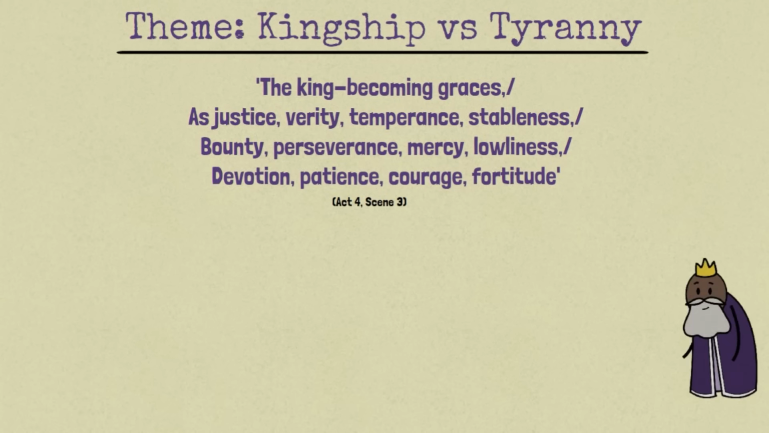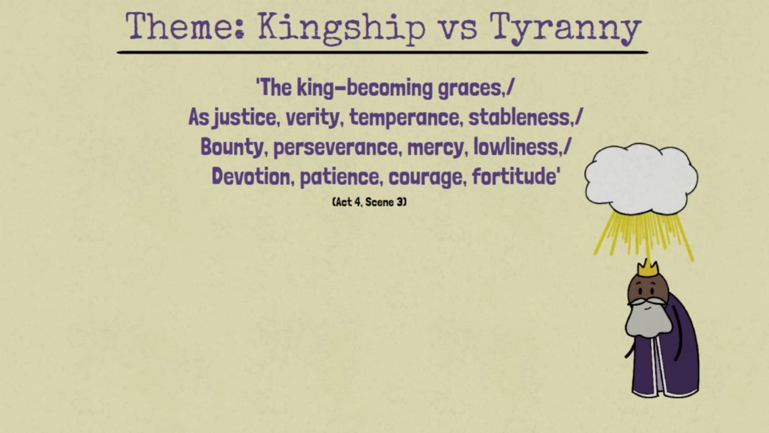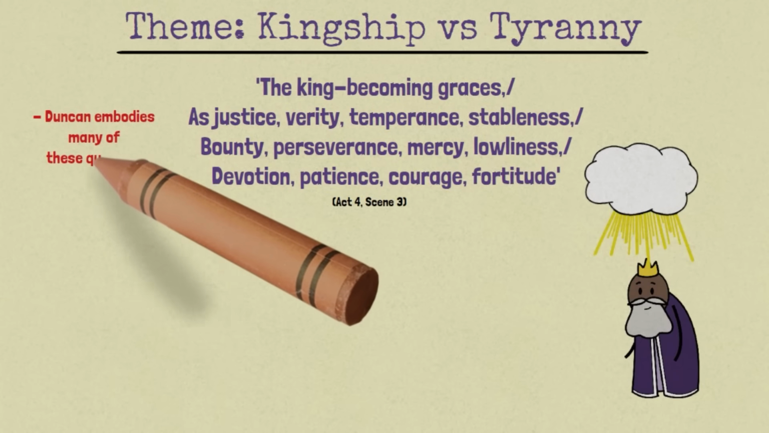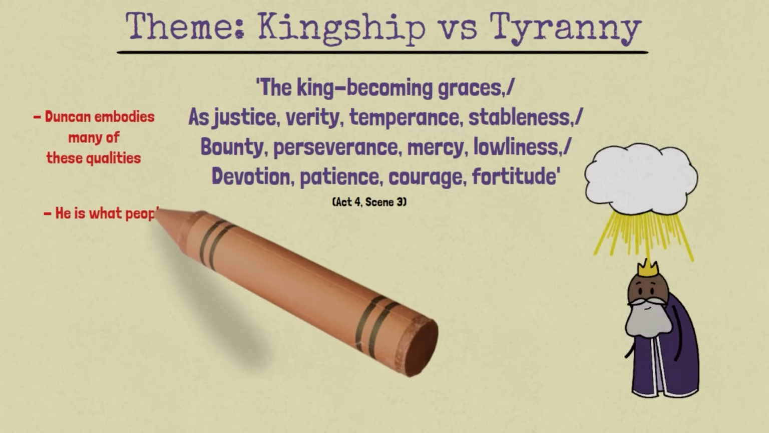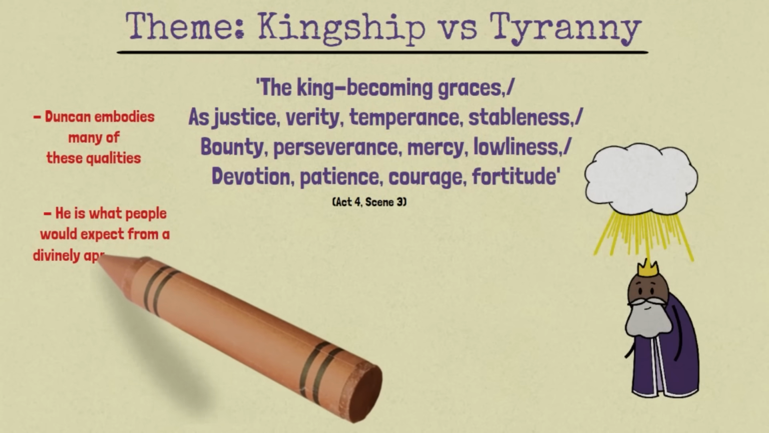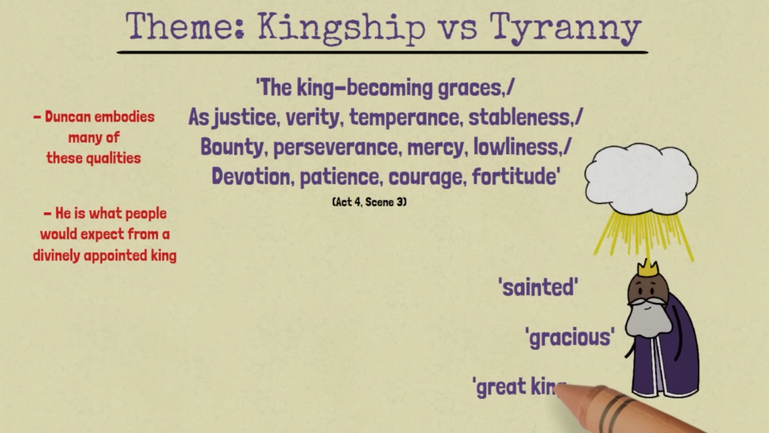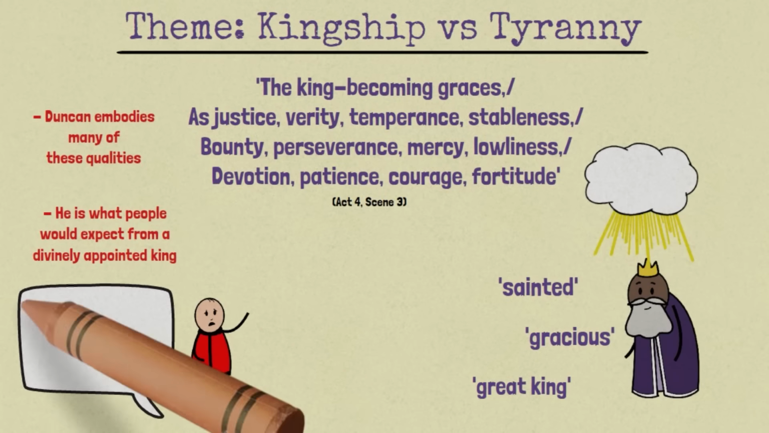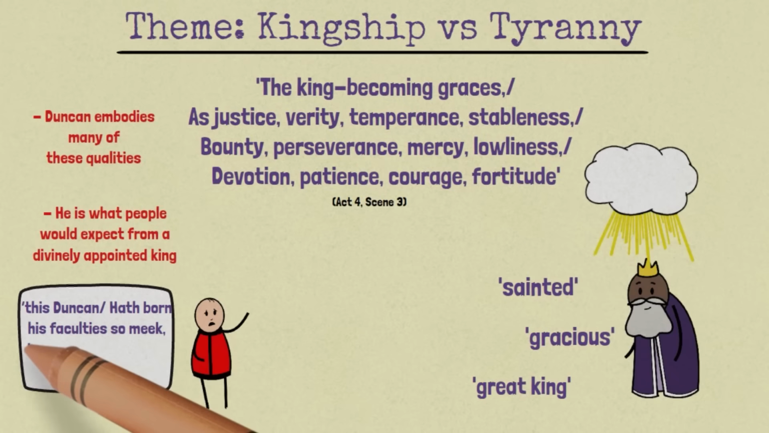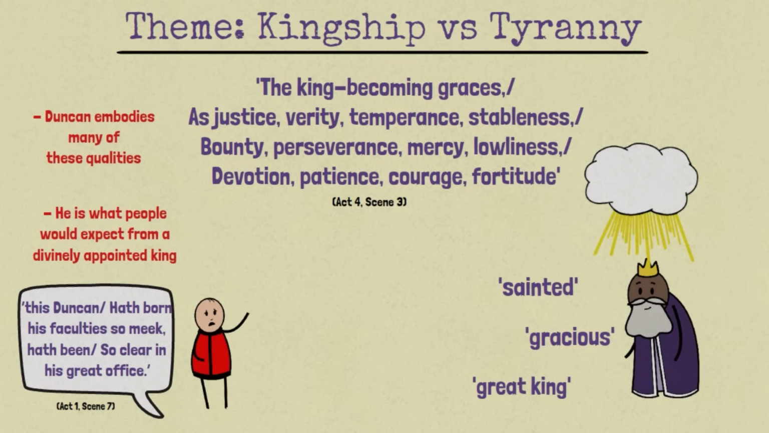This is a long list of virtues that would be difficult for anyone to live up to, but King Duncan embodies pretty much all of them. He takes his responsibility as the divinely appointed king seriously, and is referred to as sainted, gracious, and great king. Even Macbeth, who is plotting to kill him, has to admit that Duncan "hath borne his faculties so meek, hath been so clear in his great office."